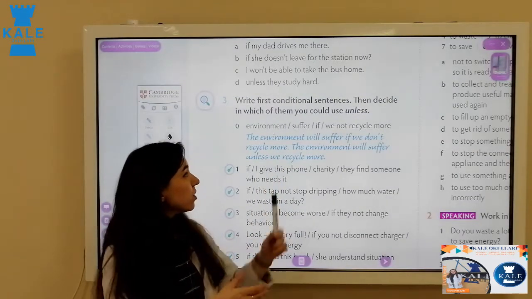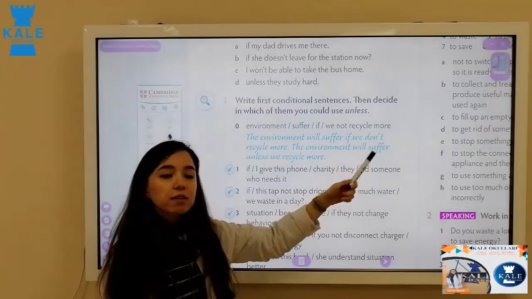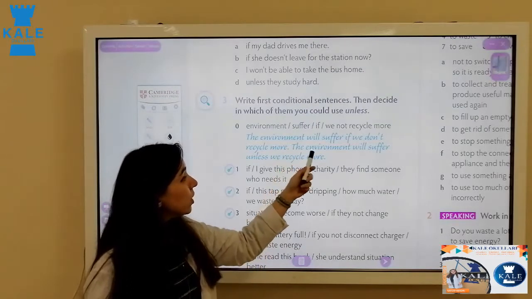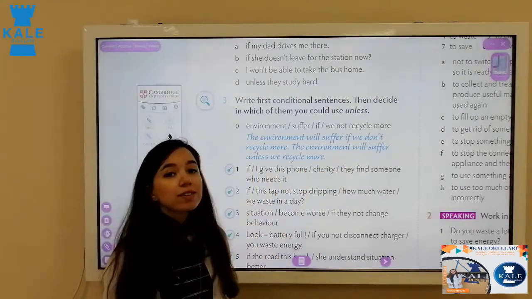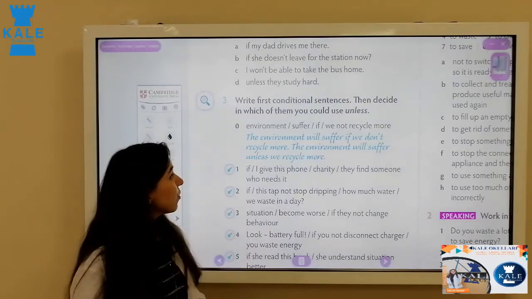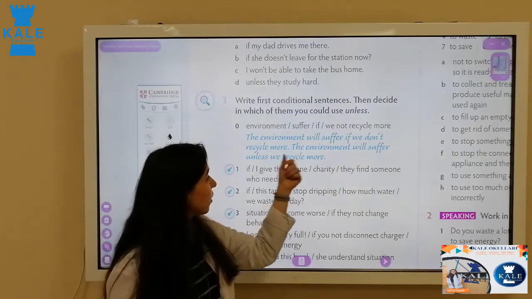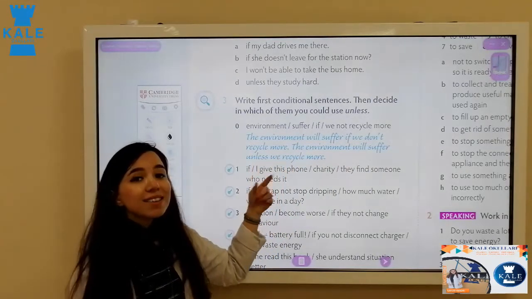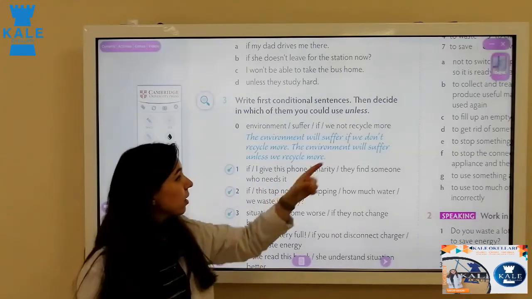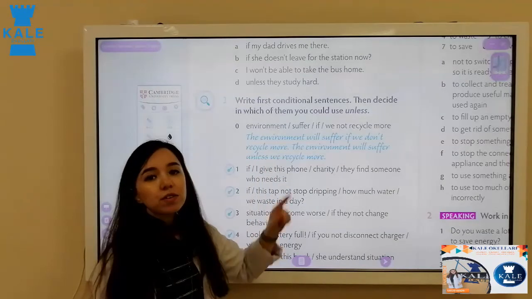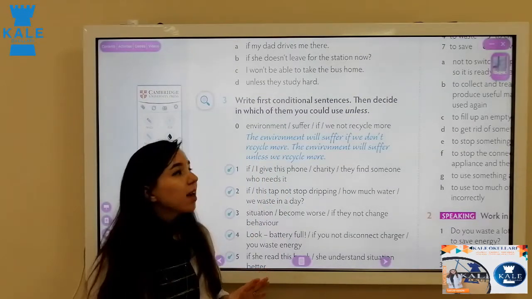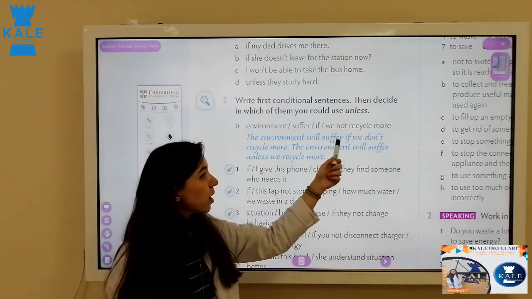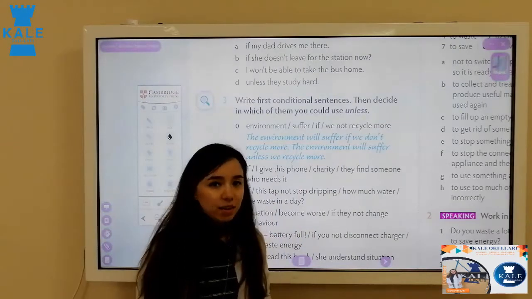Yes, so here we first write the result, then the if clause, but if you want, you can write the if clause, then the result. It's up to you. Or the environment will suffer unless we recycle more. Unless, what does it mean? If not, yes? Look at here, the environment will suffer unless we recycle more. Here our sentence is positive. Why? Because unless has a negative concept inside of it. If we don't, or unless we recycle. So both of them we can use, yes? If you want to use unless in your sentences, write the positive form. If you want to start your sentence with if, write the negative form of it.